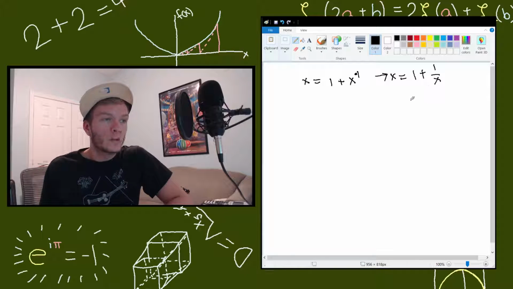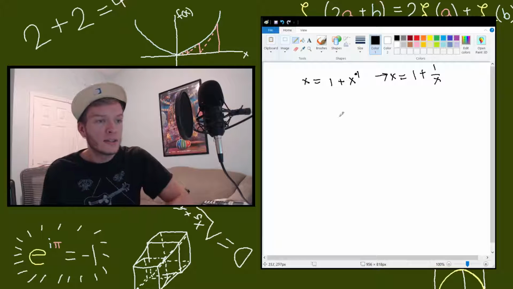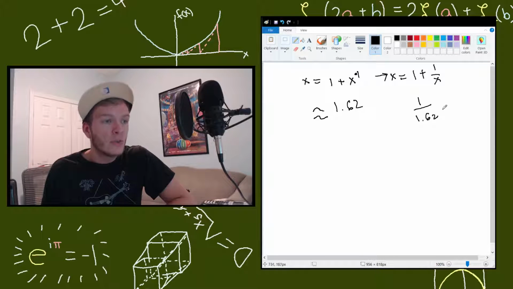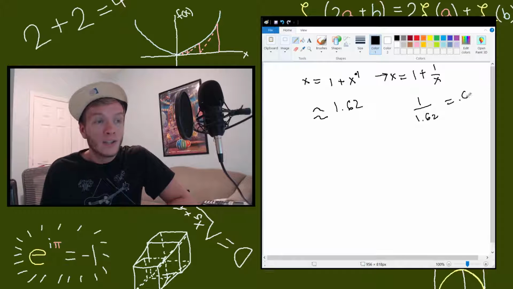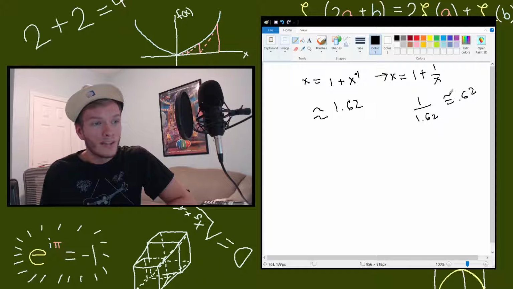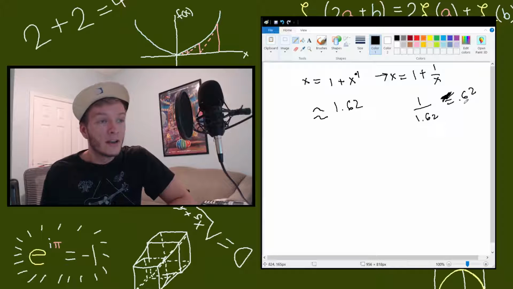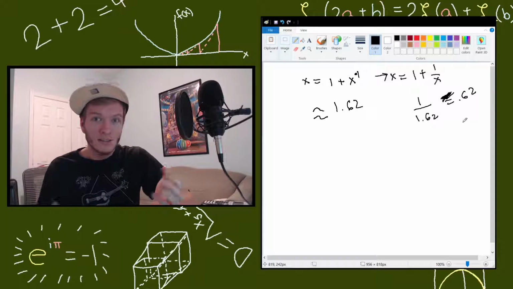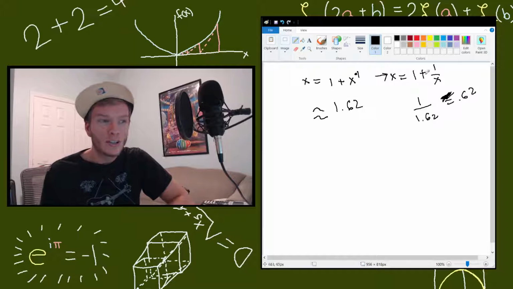What's interesting is that if you take the golden ratio, which you'll remember is about 1.62, and then you do 1 over that, 1 over 1.62 is equal to 0.62, about. If you are using the actual golden ratio, then it is exactly that. So that's just something I found to be cool. It's the only number that does this, because that's the solution to this equation here.